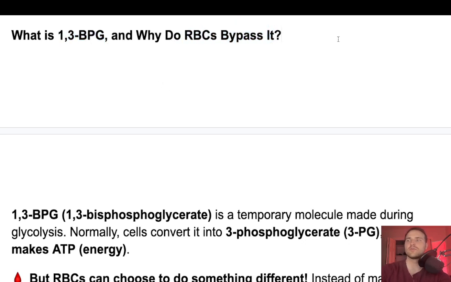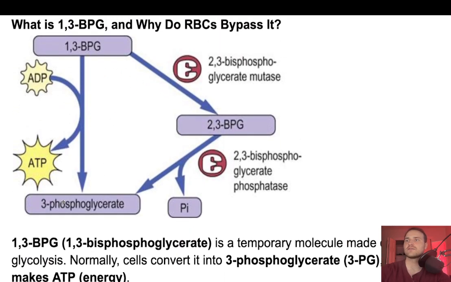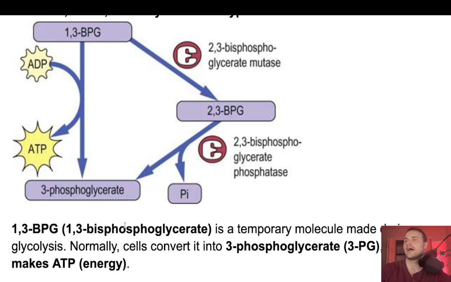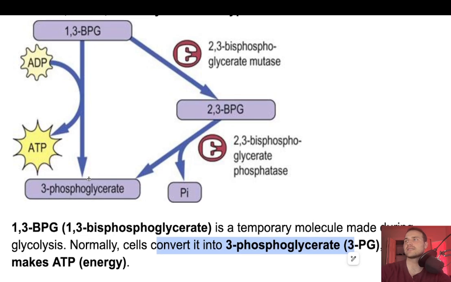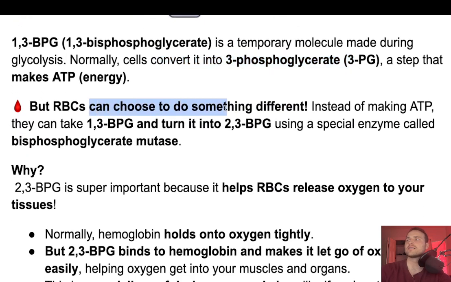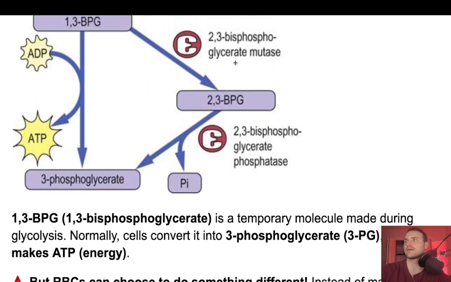Okay, so normally we'd expect something like this: 1,3-bisphosphoglycerate, then 3-phosphoglycerate, but with erythrocytes it's a little bit different. So 1,3-bisphosphoglycerate is a temporary molecule that's made in glycolysis. Normally the cell converts it to 3-phosphoglycerate right here, and that makes the ATP. However, red blood cells can do something different. Instead of making ATP, they can take 1,3-BPG and turn it into 2,3-bisphosphoglycerate right here.